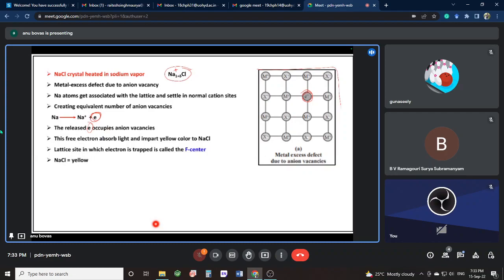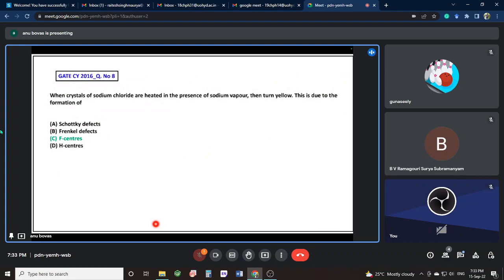If in NaCl it is yellow, in other crystals like KCl it will be violet, and in KBr it will be blue-gray. So the color produced by the F centers will always be characteristic of the host crystal. Also, in such crystals, due to the presence of free electrons, these act as N-type semiconductors. So the answer to the question: when crystals of sodium chloride are heated in the presence of sodium vapor, they turn yellow, and this is due to the formation of F centers.